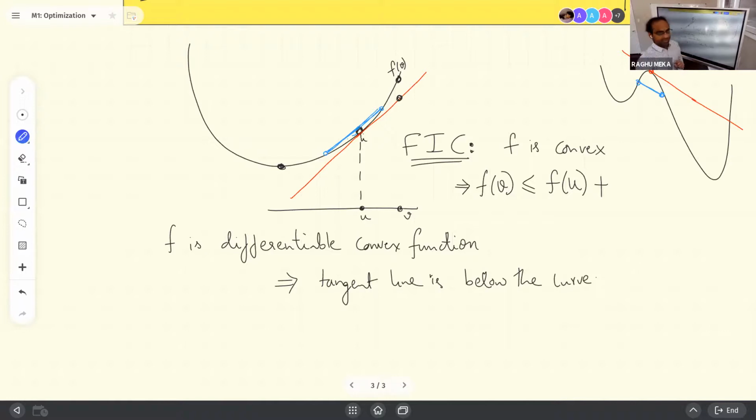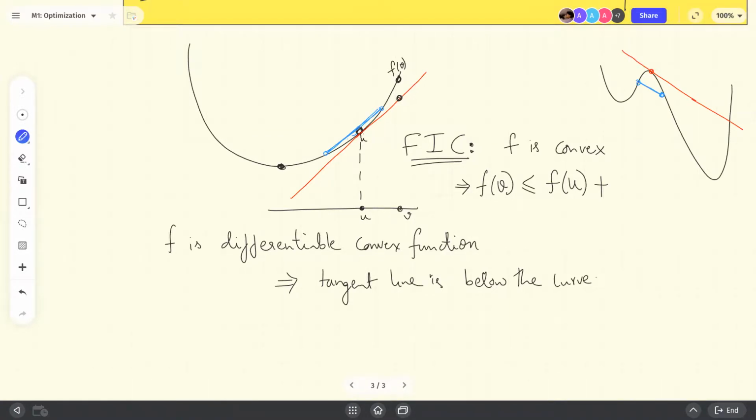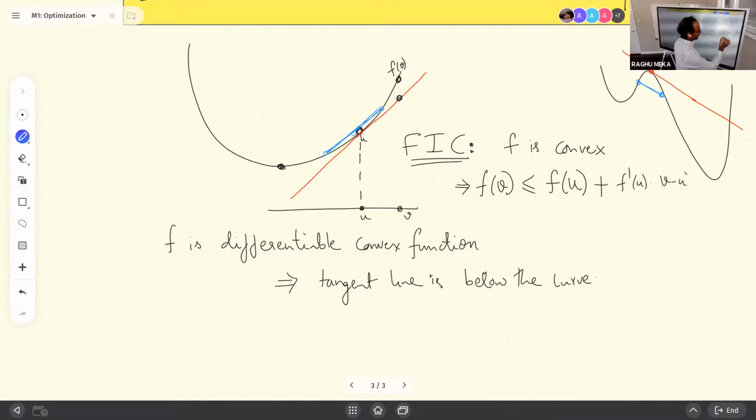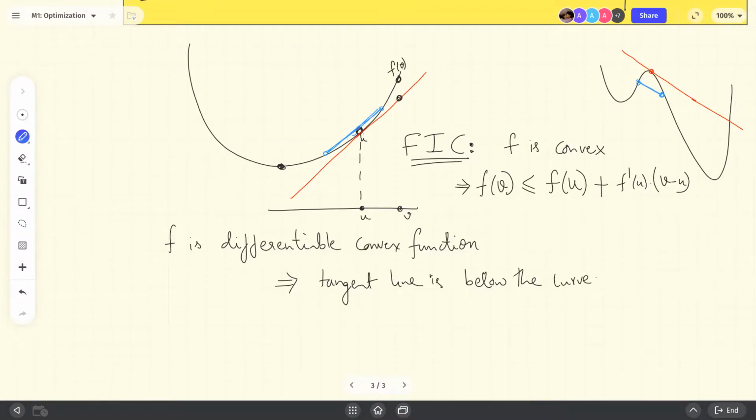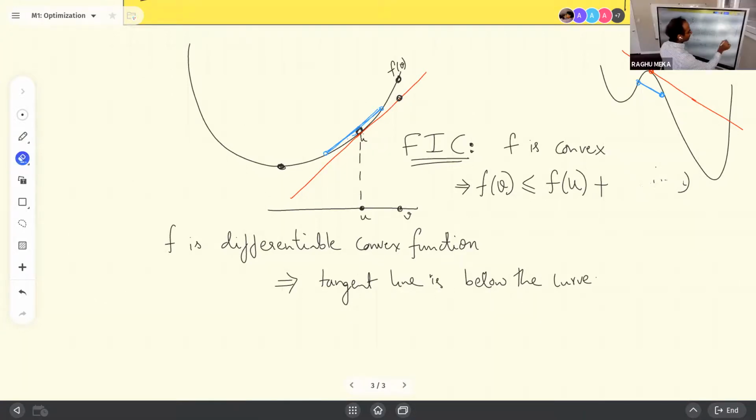If it were one dimensional, what is the equation for the line? It's f of u plus the slope times (v minus u). The slope is just the derivative, f prime of u. Right? In high dimensions, it's basically the same. You just replace that with an inner product. So you get this plus the inner product of gradient f of u comma v minus u. And sorry, this should be greater than or equal.